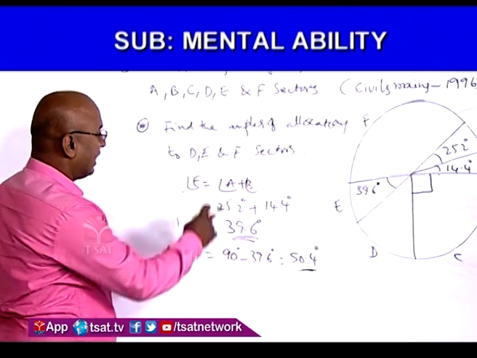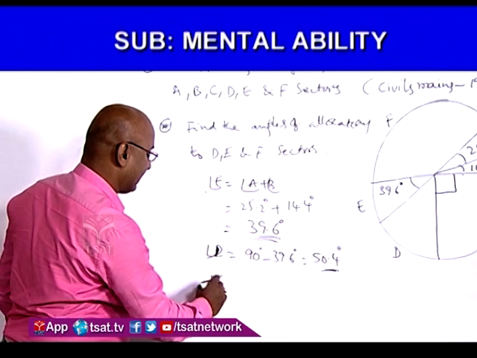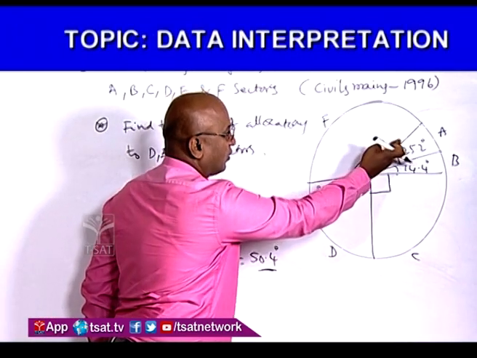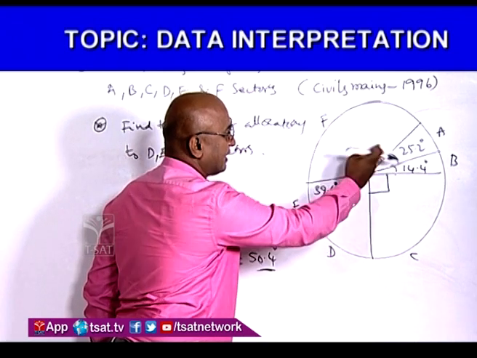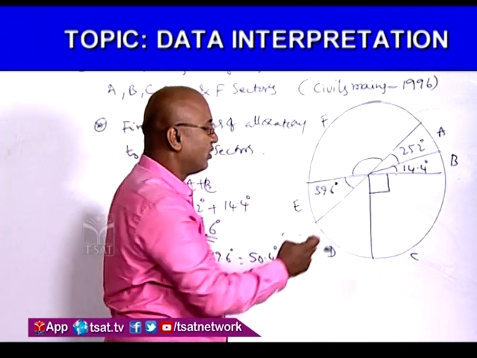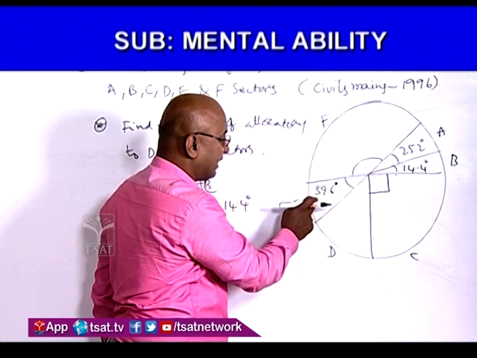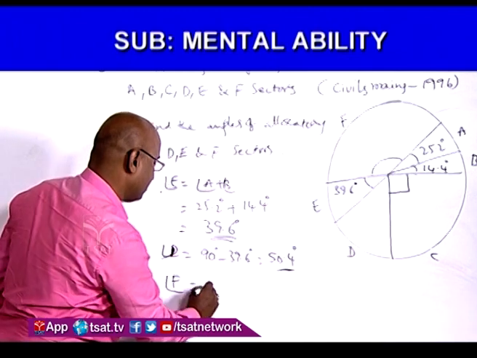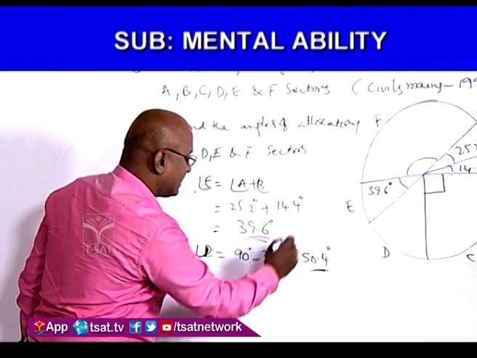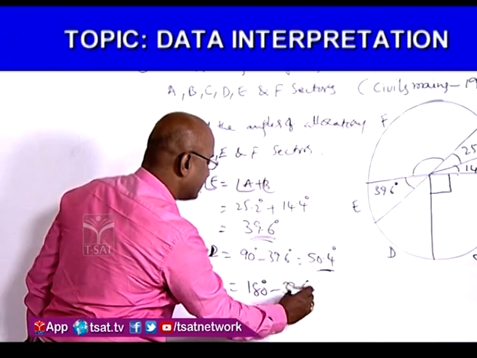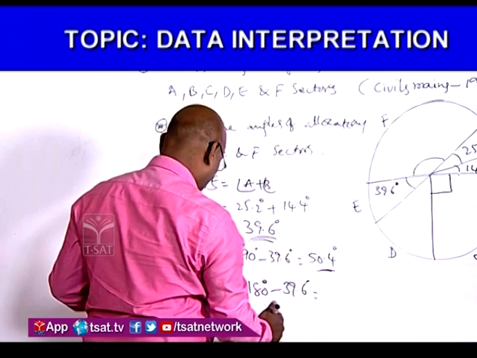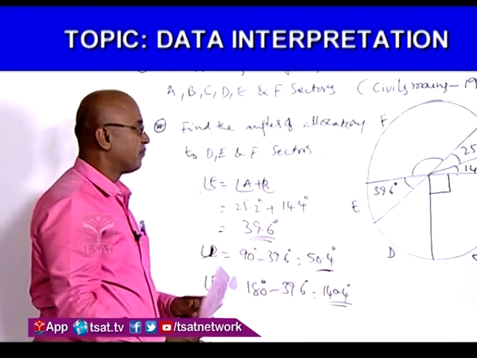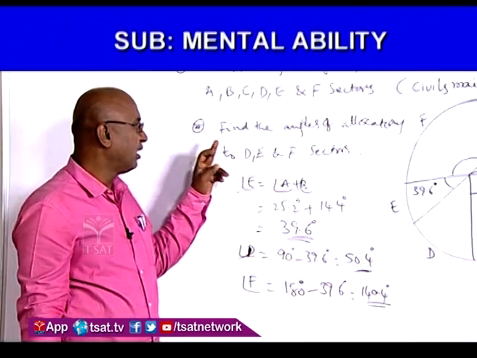50.4 degrees. And the angle F, what is the angle F? So this is the angle F. The total angle in this half circle is 180 degrees. And we know the value of angle E, 39.6. The remaining is F. So F is equal to 180 degrees minus 39.6 degrees. That is equal to 140.4 degrees.